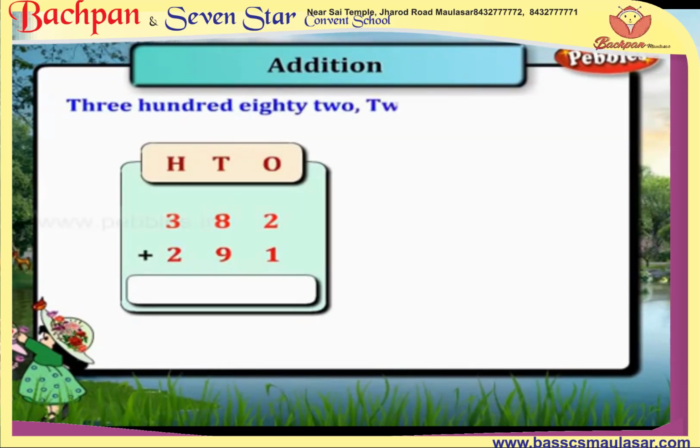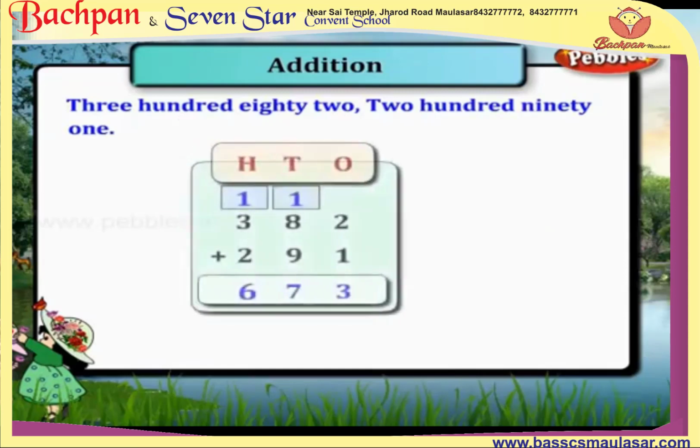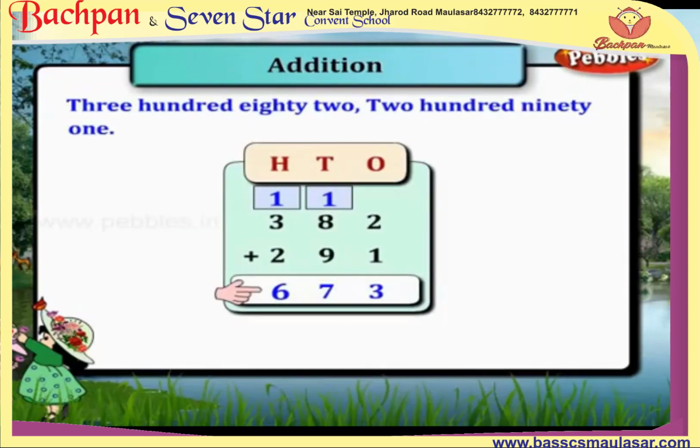382 plus 291. Add the ones. 2 plus 1 is equal to 3. Add the tens. 8 plus 9 is equal to 17. Write 7 in the tens column and carry over 1 to the hundreds column. Add the hundreds. 1 plus 3 plus 2 equal to 6. The total is 673.